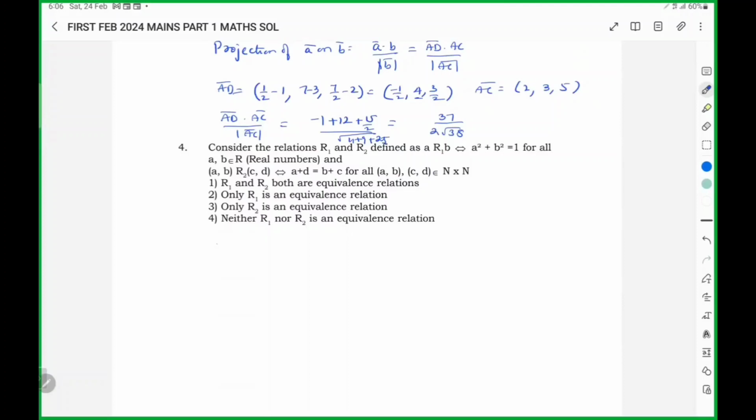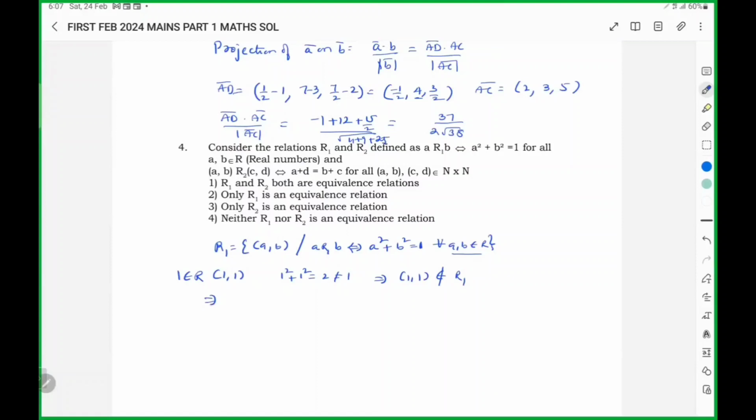Two different relations are given here. R1 is the set of all ordered pairs such that A is related to B if and only if A square plus B square is 1, for all A, B belonging to real numbers. So if I take 1 comma 1, 1 is a real number. So 1 square plus 1 square is 2, which is not 1. So which implies 1 comma 1 is not in R1.